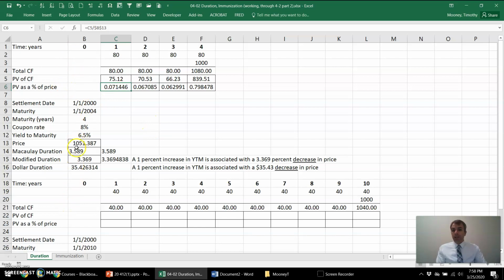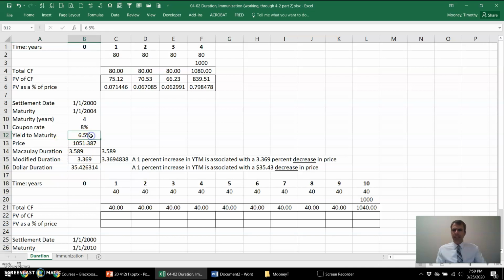All right. This bond at the top, Macaulay duration, 3.589 years. That's a weighted average time to maturity. Modified duration, percent change in price approximately for a 1% change in discount rate, yield to maturity, right? So for this bond, if interest rates fall by 1 percentage point, the bond's price will rise by about 3.369%. And then dollar duration is the change in price in dollar terms for a 1% change in interest rates. So if interest rates rise by 100 basis points, by 1%, this bond's price will fall by about $35.43.